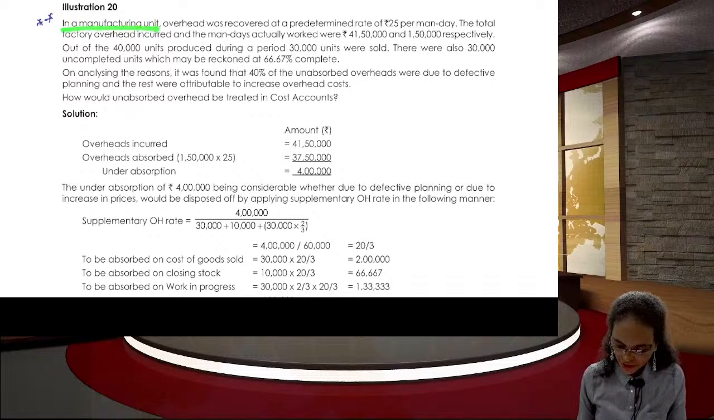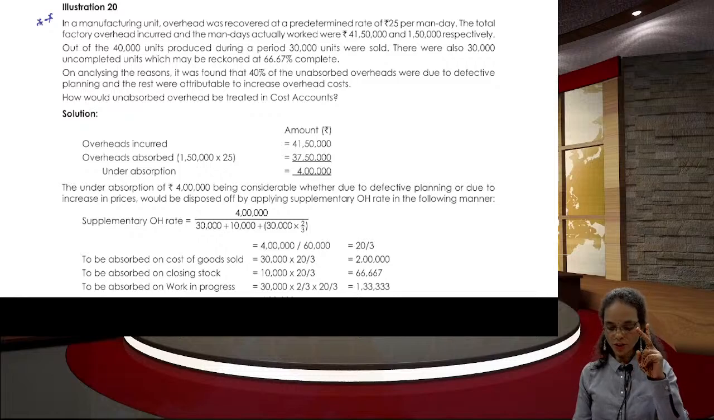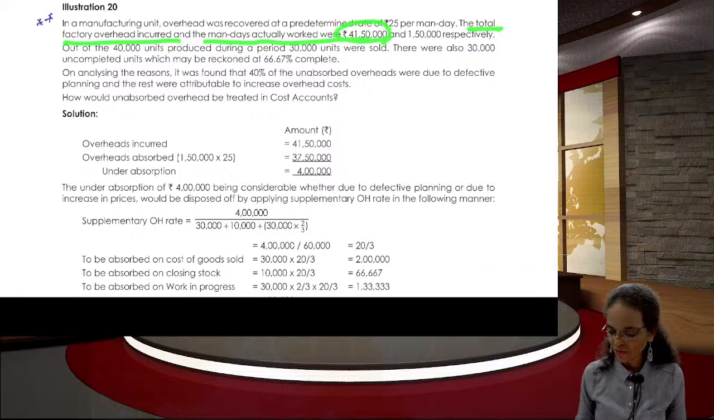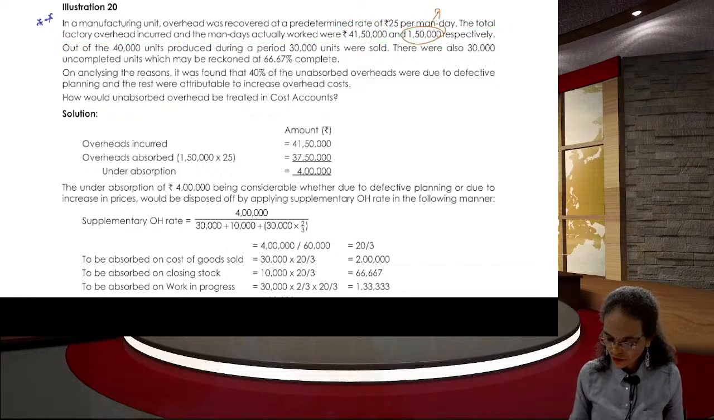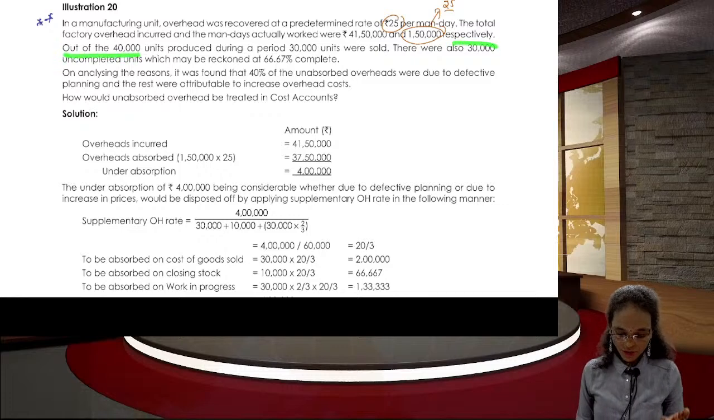In a manufacturing unit, overhead wages are recovered at a predetermined rate of 25 rupees per man day. Per man day, 25 rupees is the overhead recovery rate, that is a predetermined rate. The total factory overheads incurred and the man days actually worked are this much, respectively.